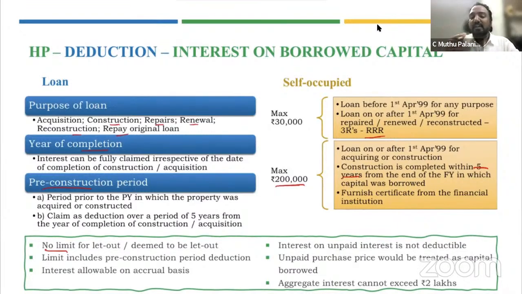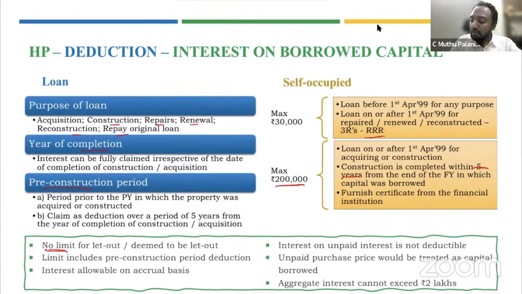And every year you have to have the financial certificate. How much interest is being paid to the financial institution should be kept by you. So a maximum of 2 lakh is allowed in the case of self-occupied. As I told you, there is no limit in case of let out or deemed to be let out. Both do not have a limit.